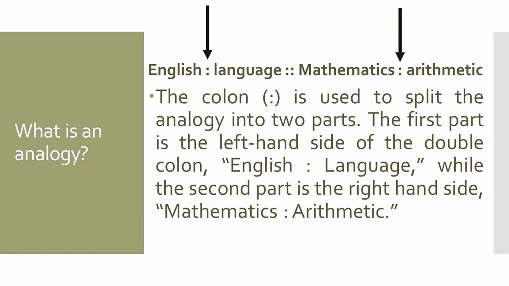The colon is used to split the analogy into two parts. As you can see there, being pointed by those arrows, we have those two colons. They are read as "is to." That's why the first pair can be read as English is to language. Then the other pair is mathematics is to arithmetic. And of course, these colons can be read as "is to."